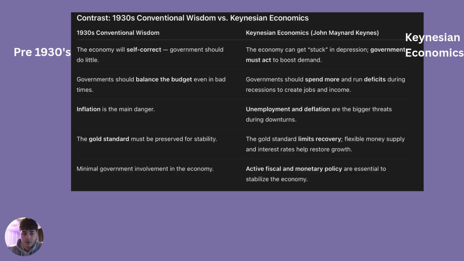For better understanding, here is the 1930s conventional wisdom versus Keynesian economics. For the 1930s conventional wisdom, the economy will self-correct. Government should do little. Governments should balance the budget even in bad times. Inflation is the main danger, where money goes up and things become more expensive. The gold standard must be preserved for stability. Minimal government involvement in the economy.